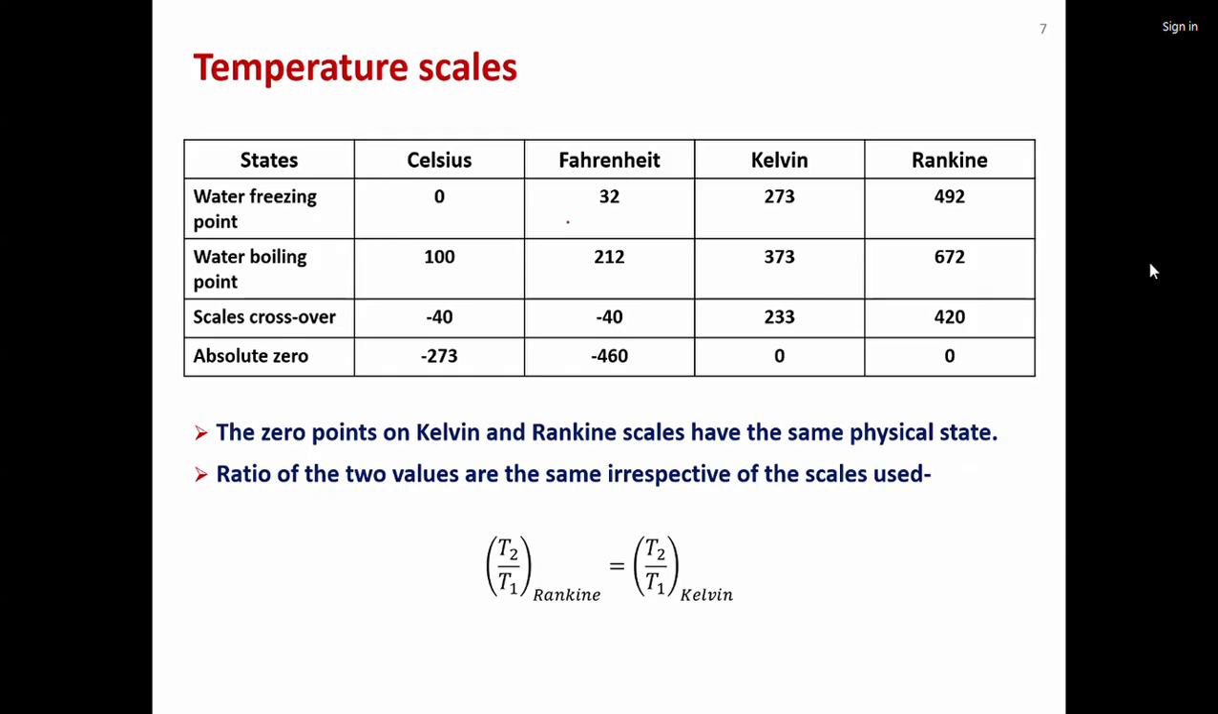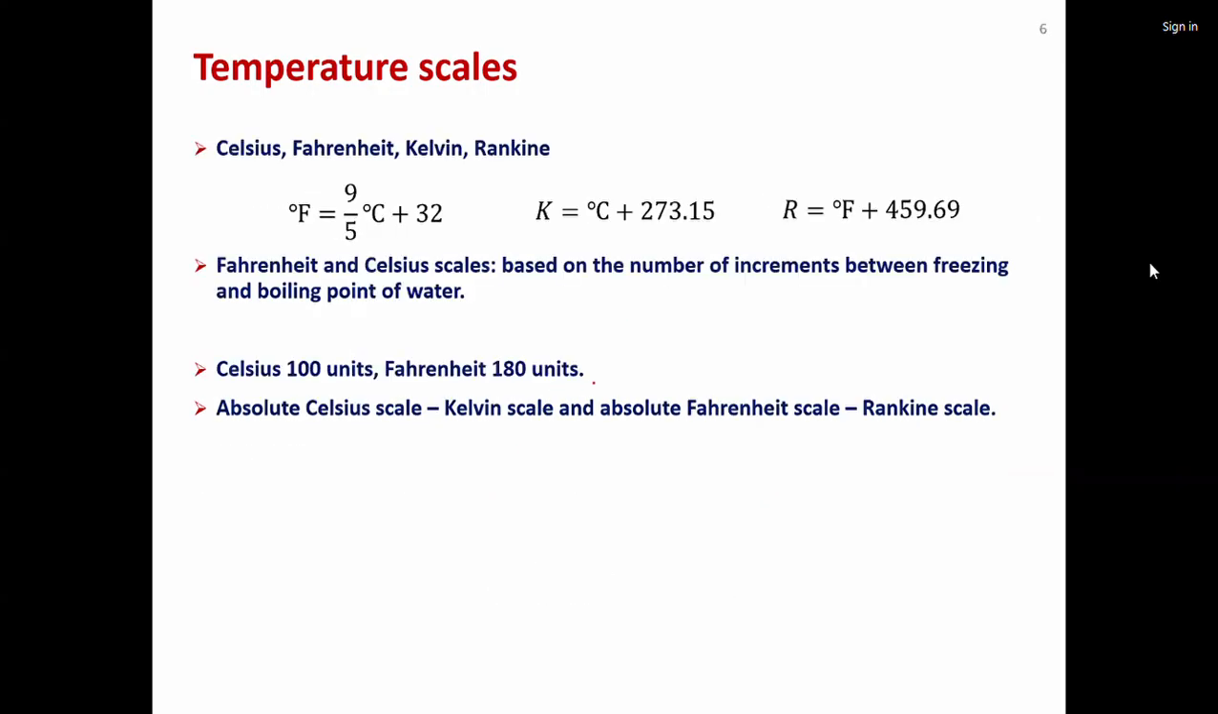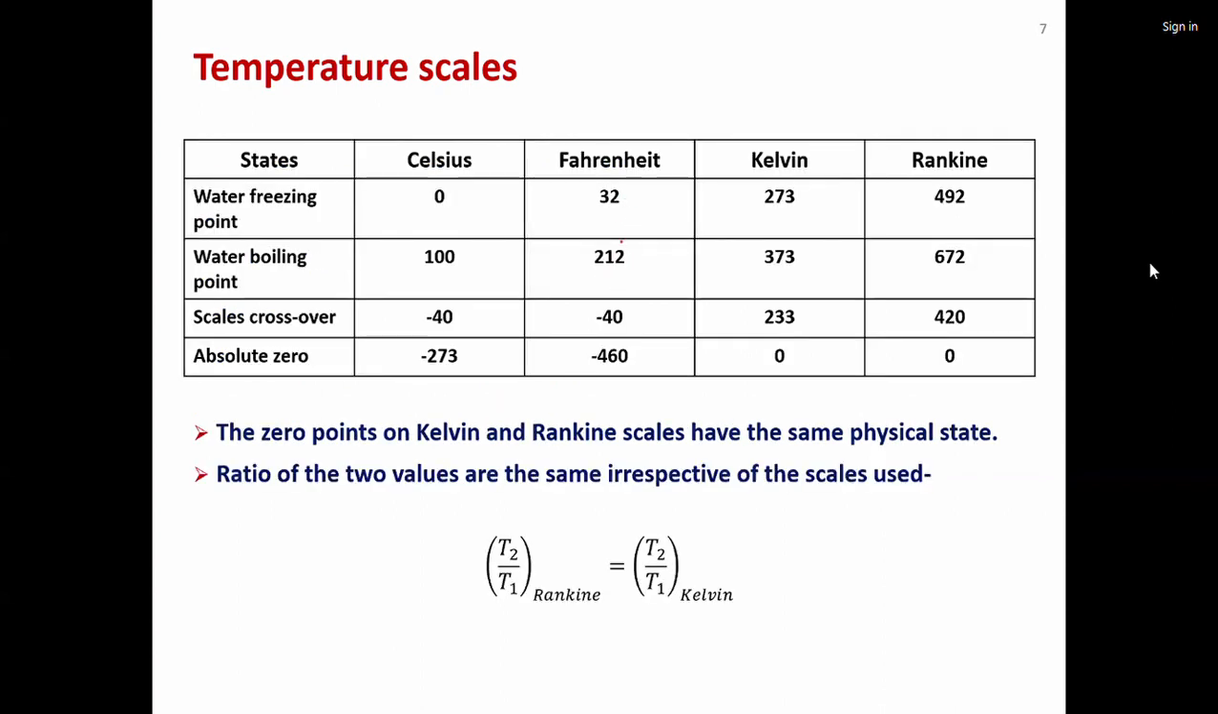But if you talk about Fahrenheit, it starts from 32 and goes to 212. So the division is basically 212 minus 32, that is basically 180. So when we said 180 units, that is what we mean, 212 minus 32. So these Celsius and Fahrenheit scales can also cross over, meaning there is a temperature which is the same in the Celsius scale as well as the Fahrenheit scale.